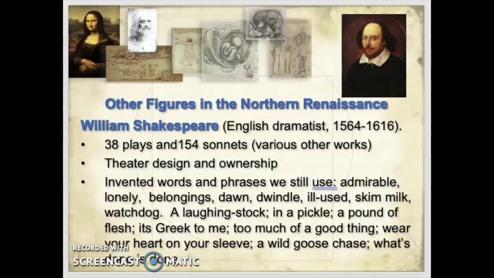It's Greek to me, meaning I understand nothing of what you just said. Too much of a good thing. Somebody's in trouble because they had too much of a good thing. Somebody wears their heart on their sleeve, meaning you know exactly what they're feeling by the look on their face. We went on a wild goose chase, meaning that we exerted a lot of activity and accomplished nothing. And then famously from, I believe it's Hamlet, what's done is done. And we say some of these things all the time.